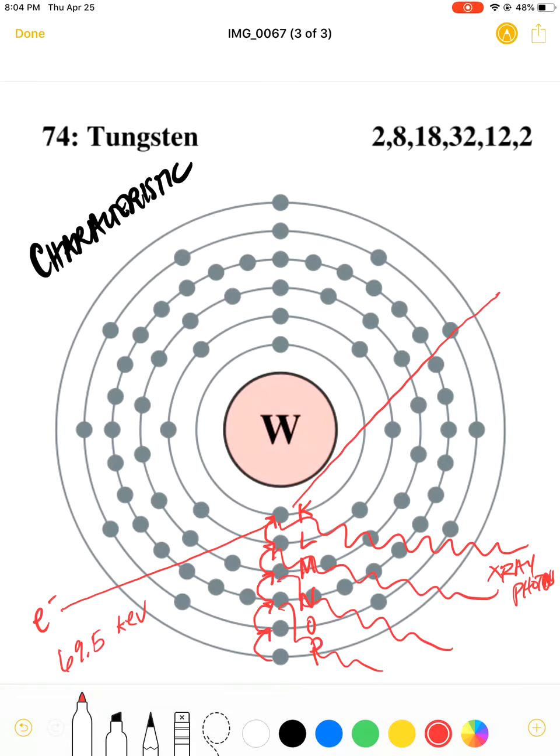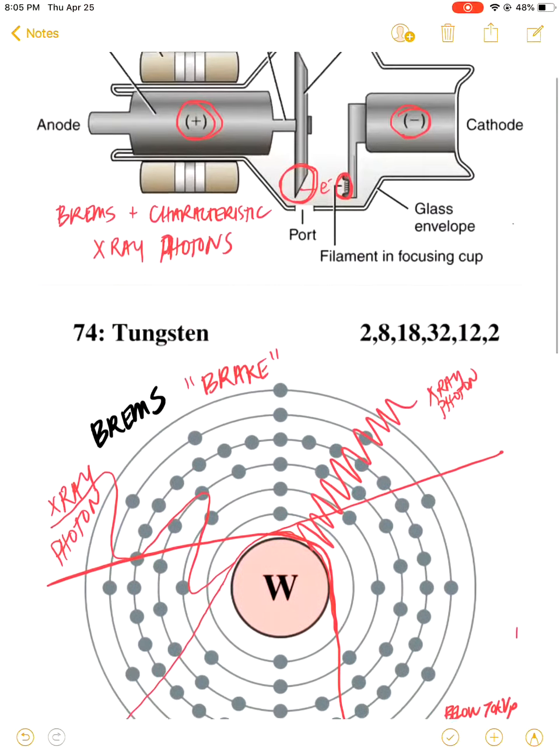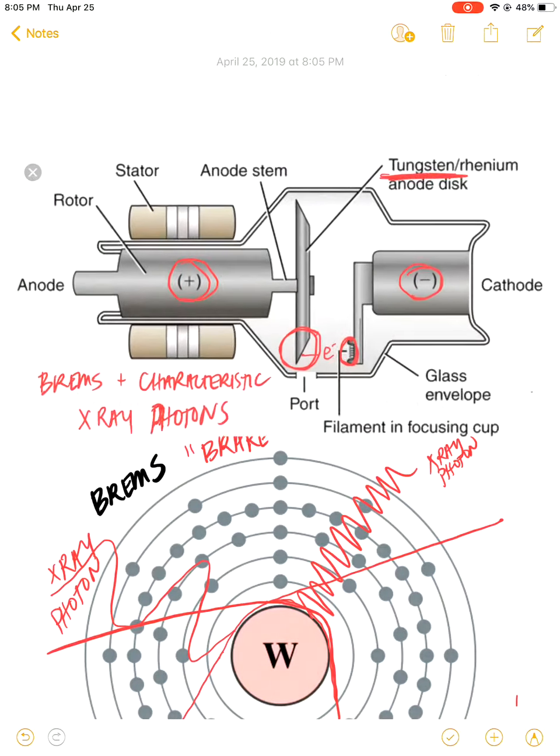Remember, with characteristic, if it is below 70 kVp, 0% is characteristic. If it is above 70 kVp, 15% is characteristic.